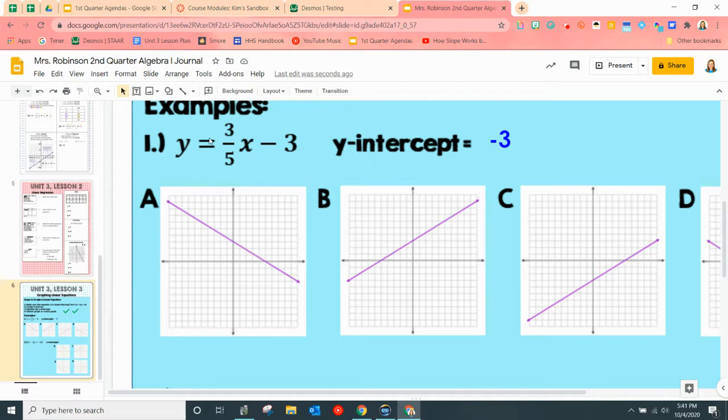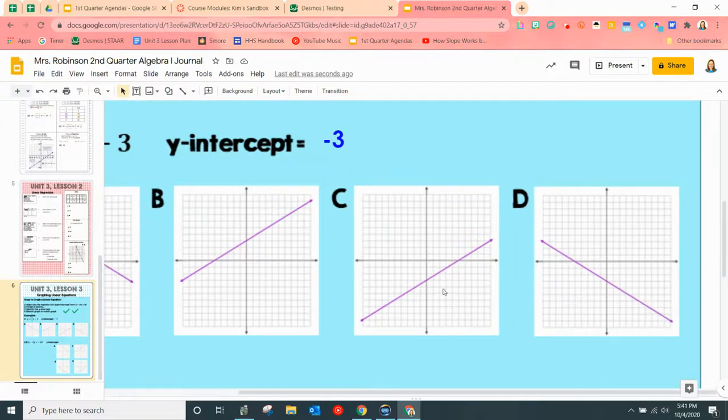I could have just looked at these things here. I know it's a positive slope, so it can't be A, because look, that's a negative slope. And it's not crossing at -3. It's crossing up here at 1, 2, +3. Same thing with this one. It's crossing at 1, 2, 3, +3. So it has to either be C or D.